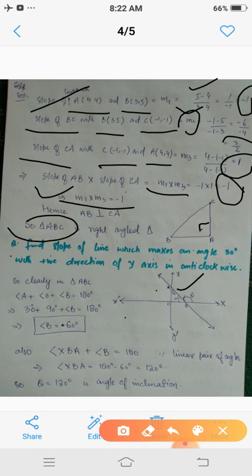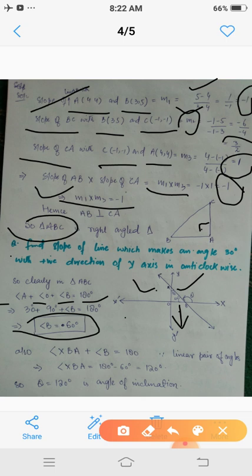So this is the line AB such that it intersects the x-axis at B and the y-axis at point A. So in this triangle AOB, angle A plus angle O plus angle B is 180, because the sum of angles of a triangle is 180. Substituting the values, angle O is 90 because the x and y axes intersect at 90, which implies that angle B is 60 degrees. Hence this angle B within this triangle is 60 degrees.